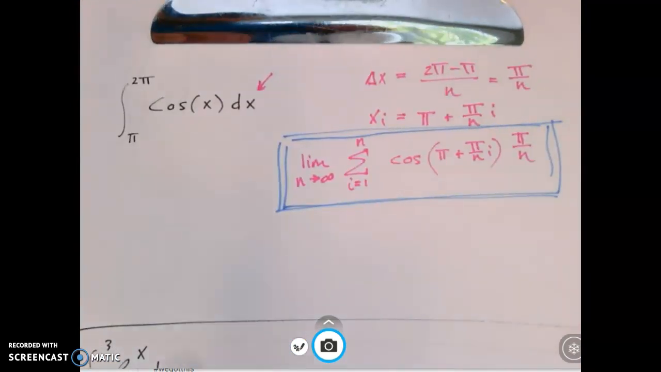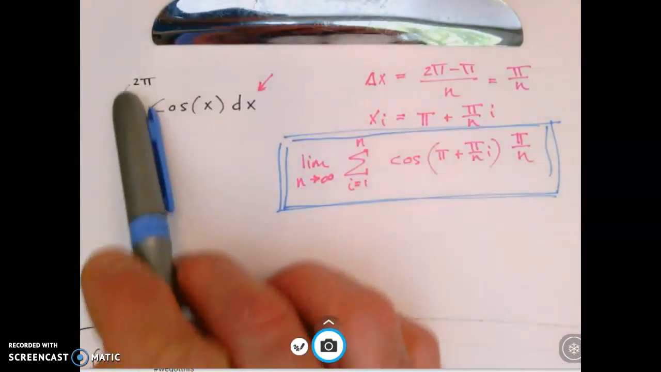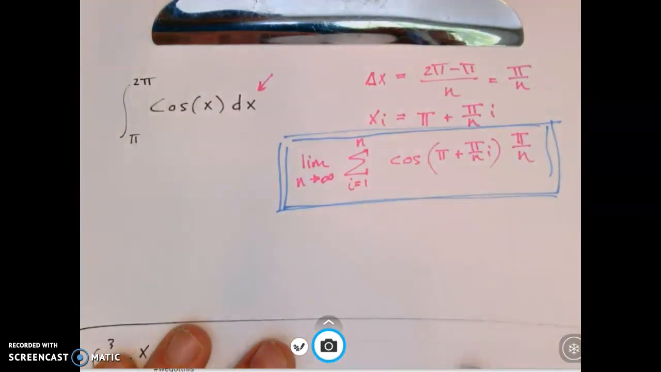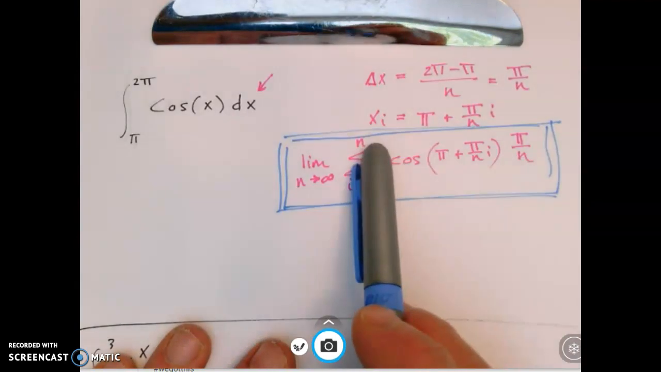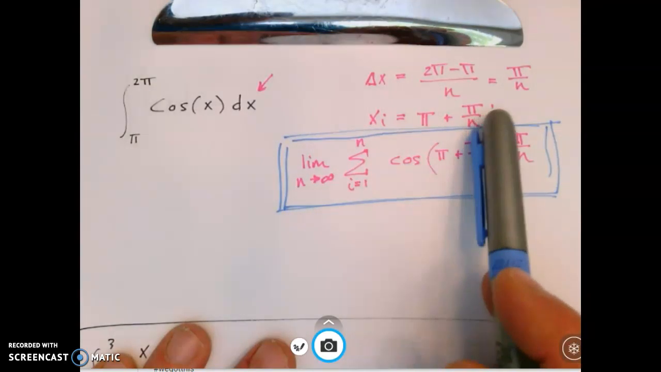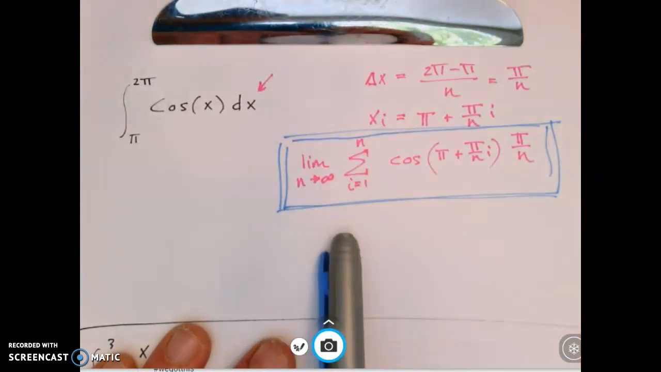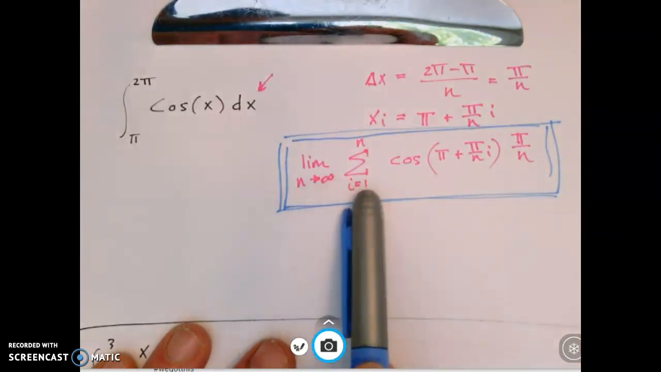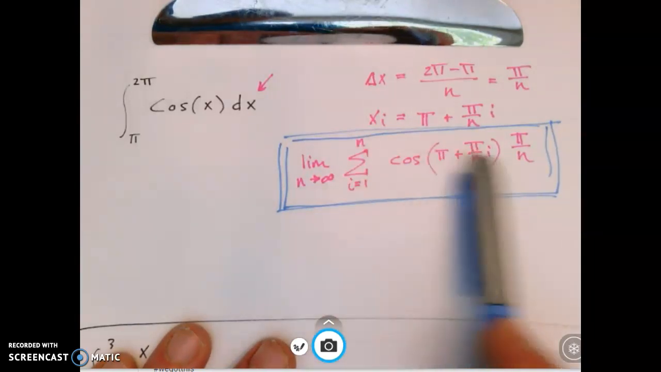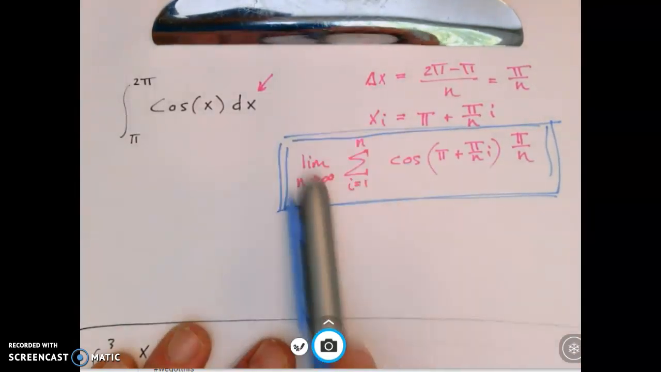All right? So this is our original integral. We take our boundaries, 2 pi and pi, and find our delta x, which is pi over n: 2 pi minus pi divided by n. We then find our ith term by taking our lower bound, in this case pi, and adding our delta x times i. And then we rewrite the whole function. This limit part is always going to be the same. As n goes to infinity, i equals 1 to n, cosine of the xi term, and then times delta x. Now, I say this is always going to be the same. If we're writing this out, that's the way we want to write it.